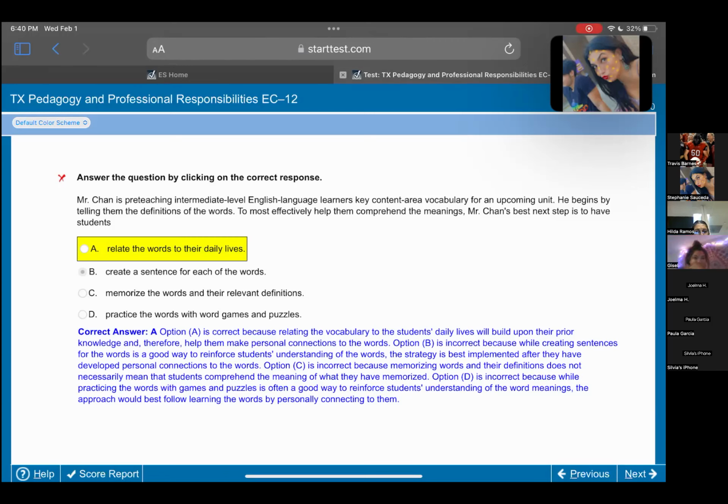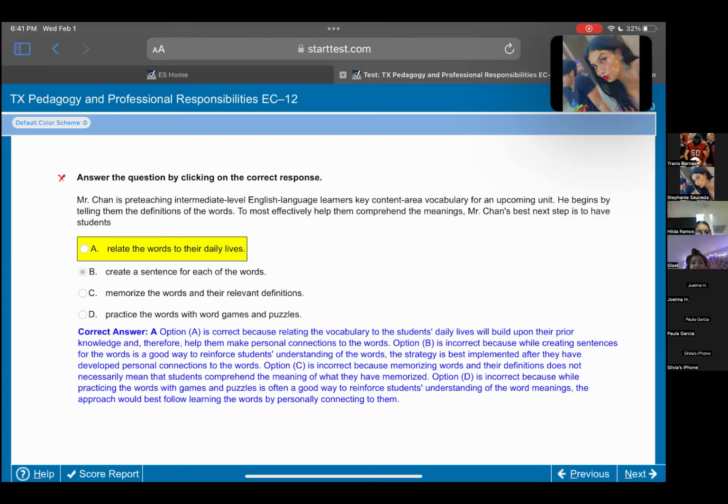So we're looking at Mr. Chan, and he is pre-teaching. That's different than teaching. This is before we start the lesson. And they tell us another keyword and phrase, a specific linguistic level. The level of proficiency with language that they have, intermediate, big keys for us, big keywords. Mr. Chan is pre-teaching intermediate level English language learners key content area vocabulary.